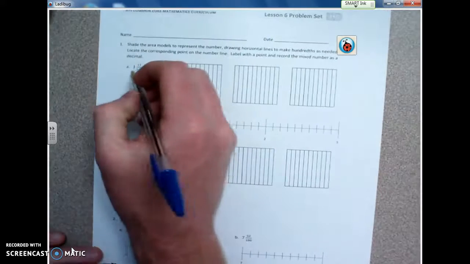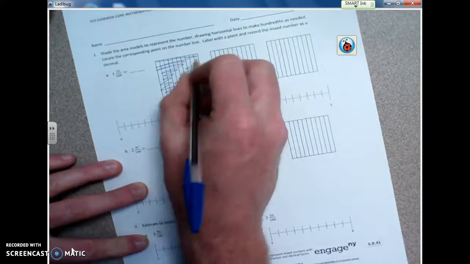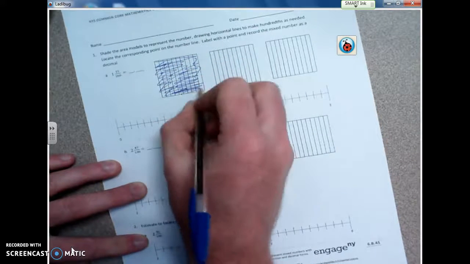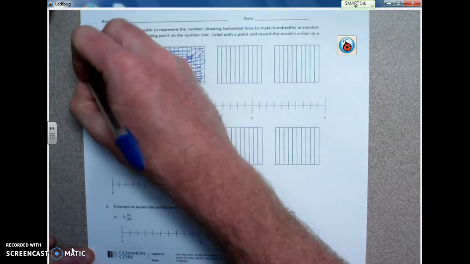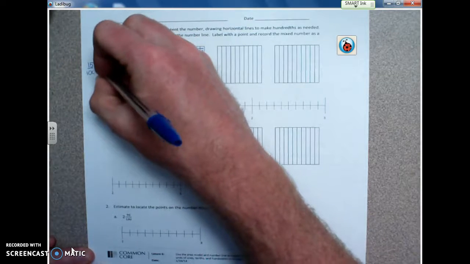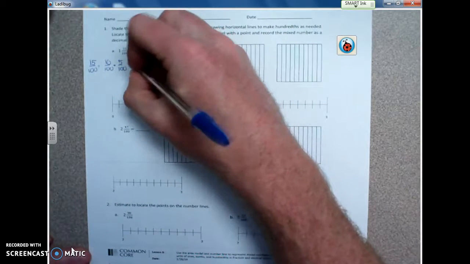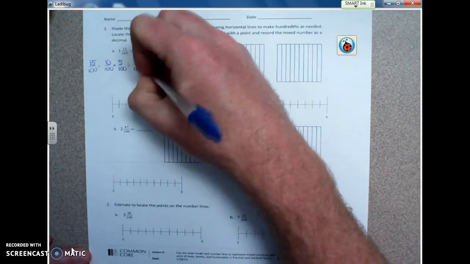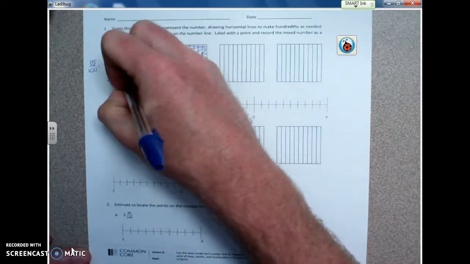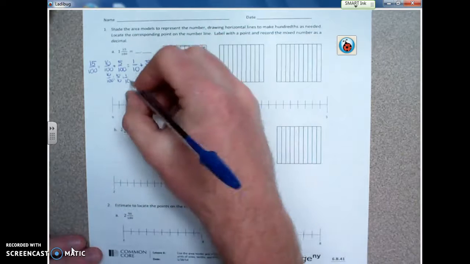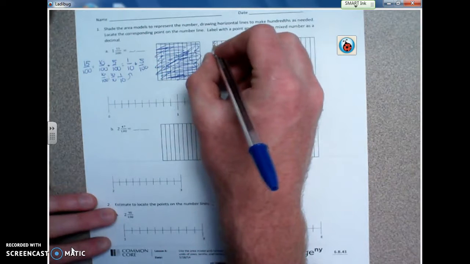So I have one whole, so I'm going to shade in my one whole. I'm going to shade in my entire first area model. So I have the whole. And I have 15 hundredths. So my 15 hundredths, I know that's equal to 10 hundredths plus 5 hundredths. And I know this 10 hundredths is 1/10, because 10 hundredths divided by 10 over 10 equals 1/10. So that's where I get my 1/10 from. So now I can shade in my 1/10.